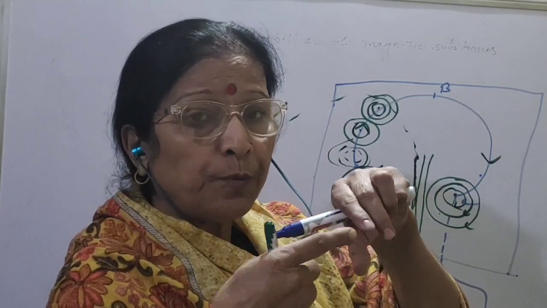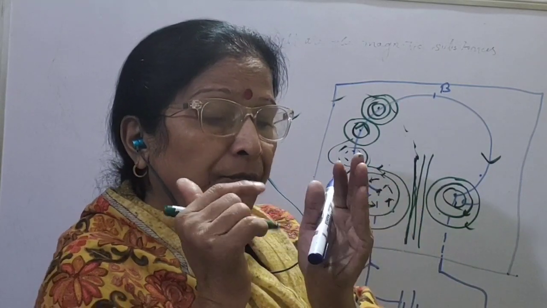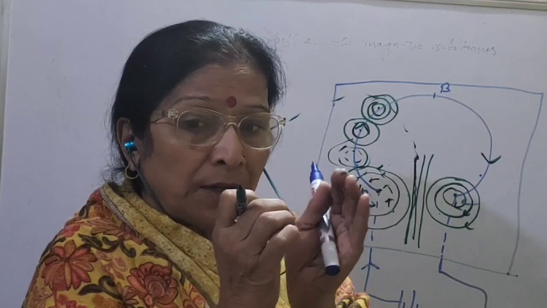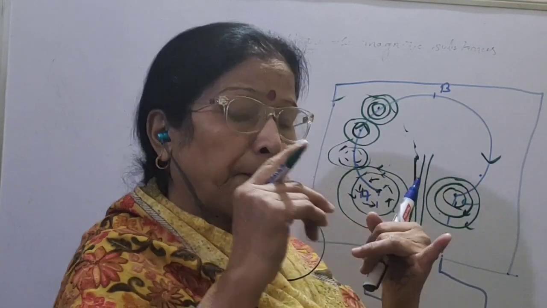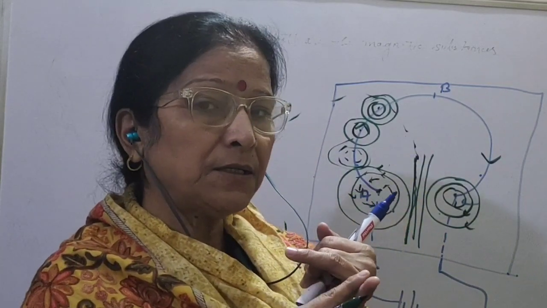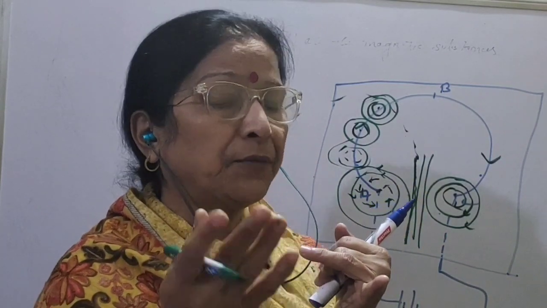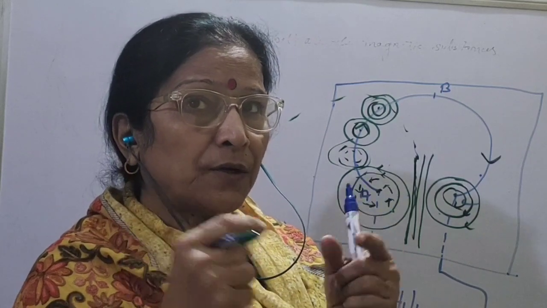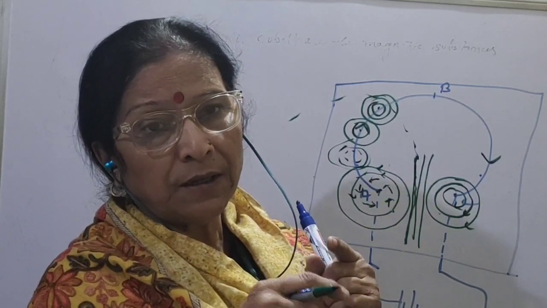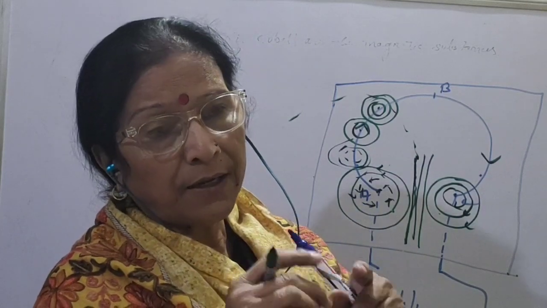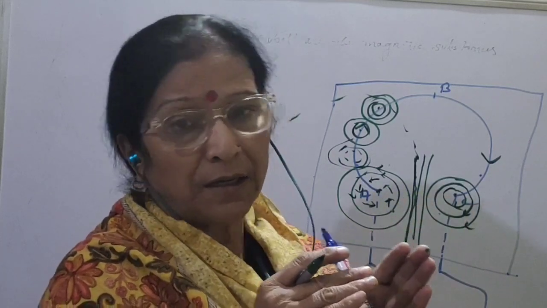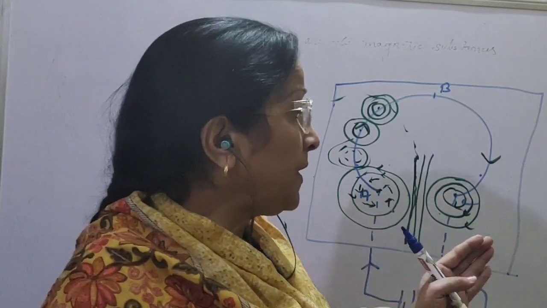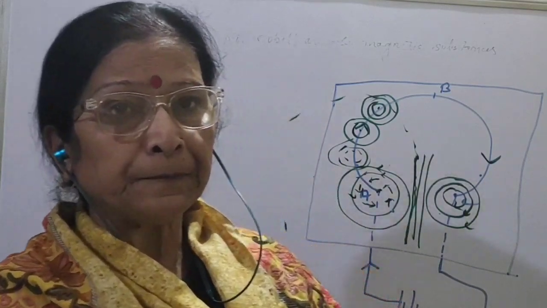If the radius of the loop is small, then the field lines will get concentrated in a small area, so it will become stronger. So finally what we can say: as strength of current increases, the strength of the magnetic field increases; as the radius of the loop decreases, the strength of the magnetic field increases, and as the radius increases, the strength decreases. So that's all children for this video.